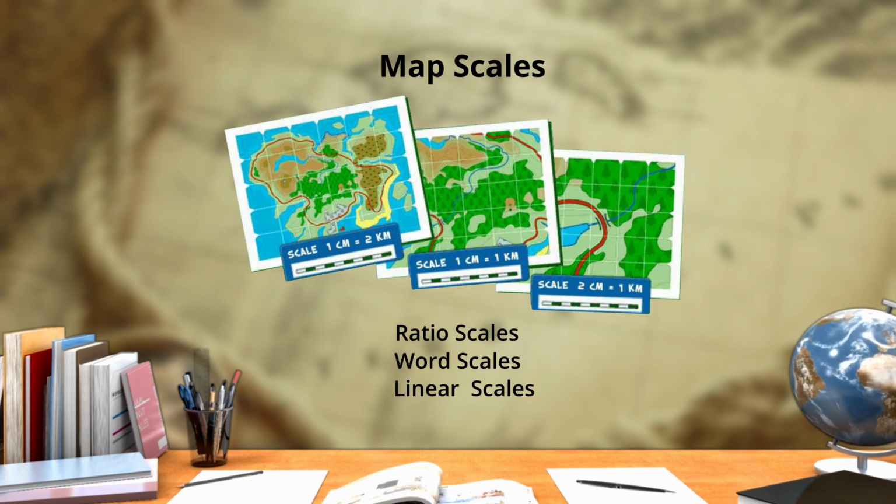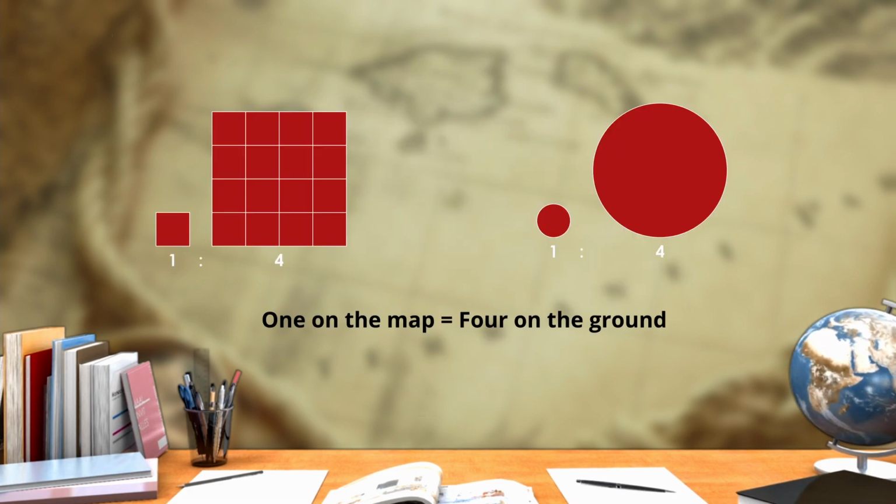Now, what do we mean by a relationship between the distance on the map and the distance on the ground? As shown here on the screen, one square or one grid on the map represents 16 grids on the ground. The one square can fit on a piece of paper. However, the 16 grids cannot fit on a piece of paper. Therefore, we need to come up with a scale, which can either be ratio, linear, or word.